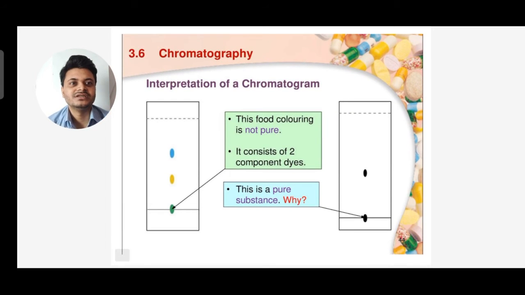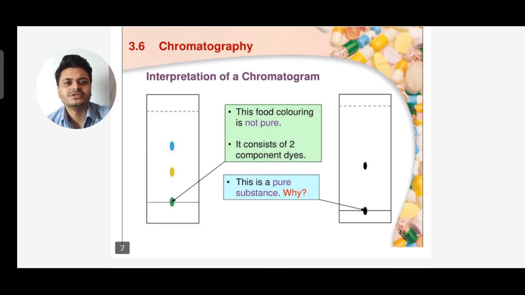So you can see the interpretation of a chromatogram. You can see this food coloring is not pure, as it contains two dye components. And this other one is a pure substance. Why? You can see on the left side there are two coloring substances, but on the right there is only one coloring substance, because on the left you can see orange and blue are formed, and on the right side only one color is formed.